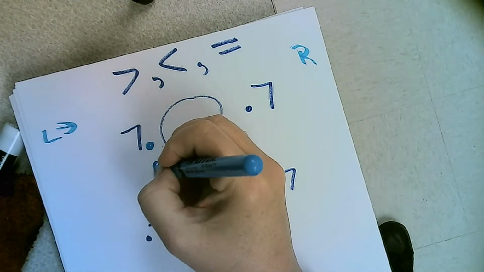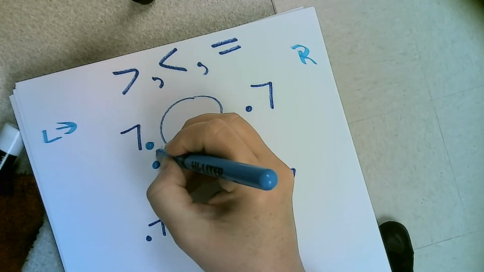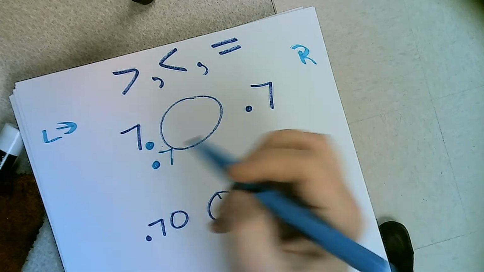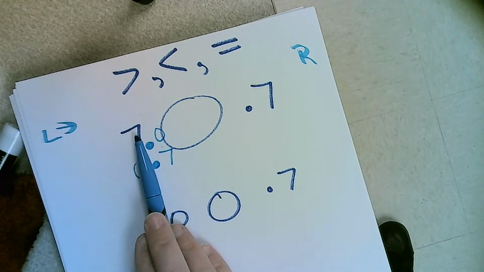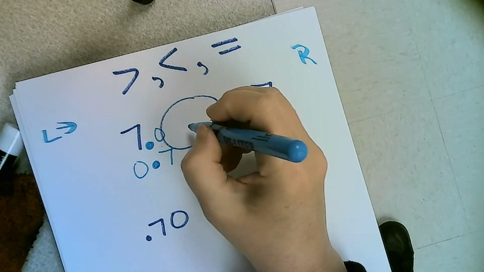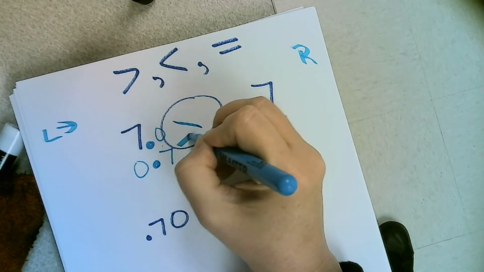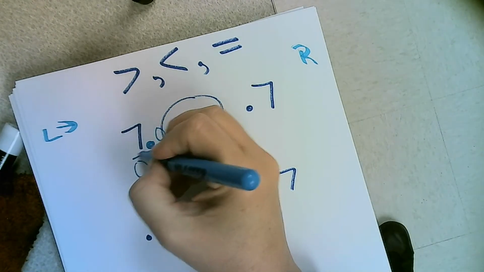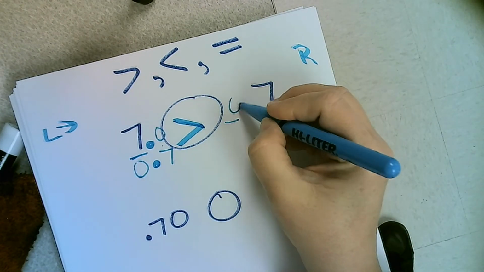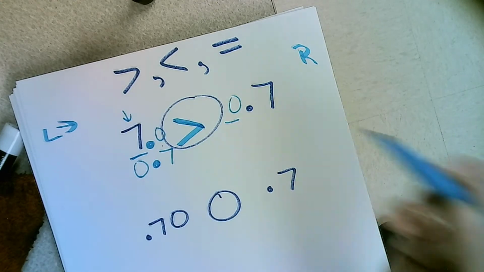Another way to do it is line them up. Okay, so I just bring this one over here, and you can always add zeros and compare, and 7 is greater than 0. So my answer either way is greater. So this is the first number that is different. I can add a 0 here and say, well, 7's greater.